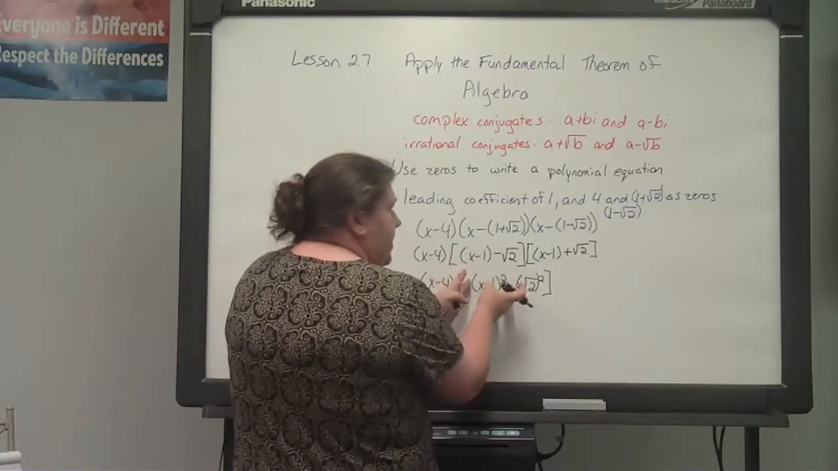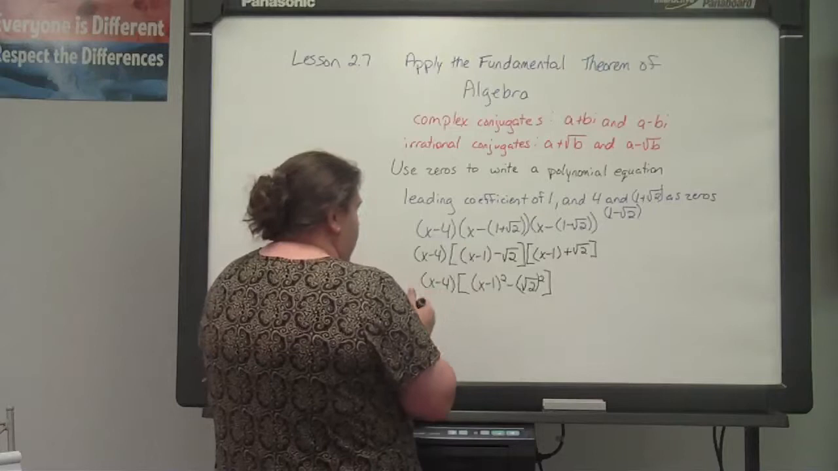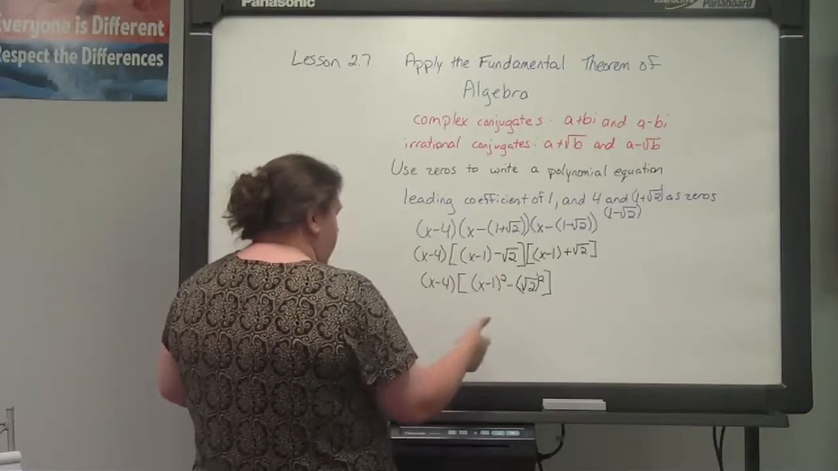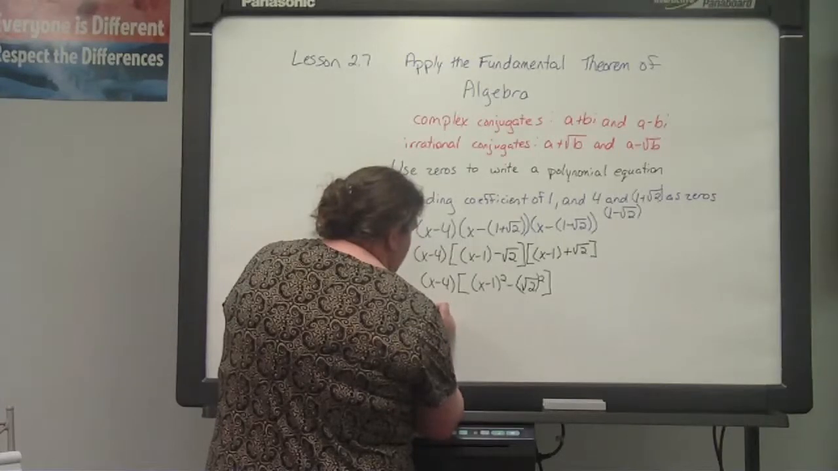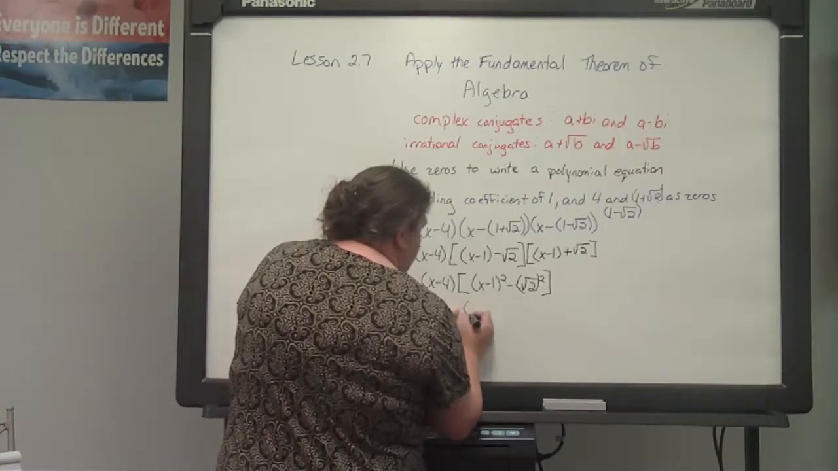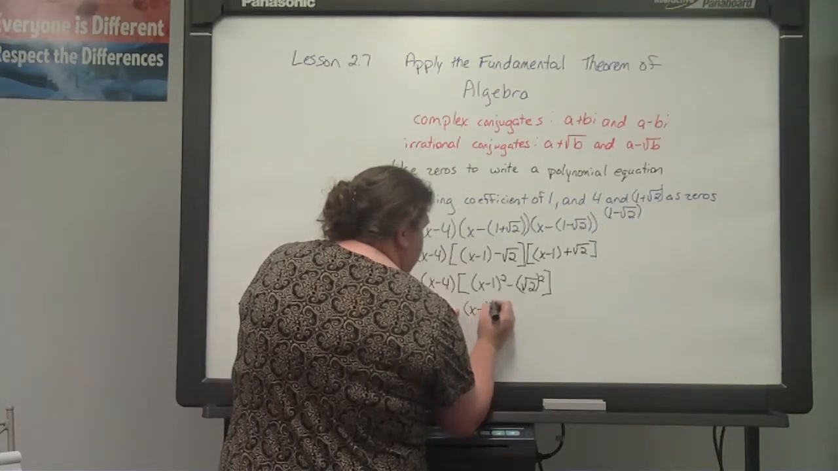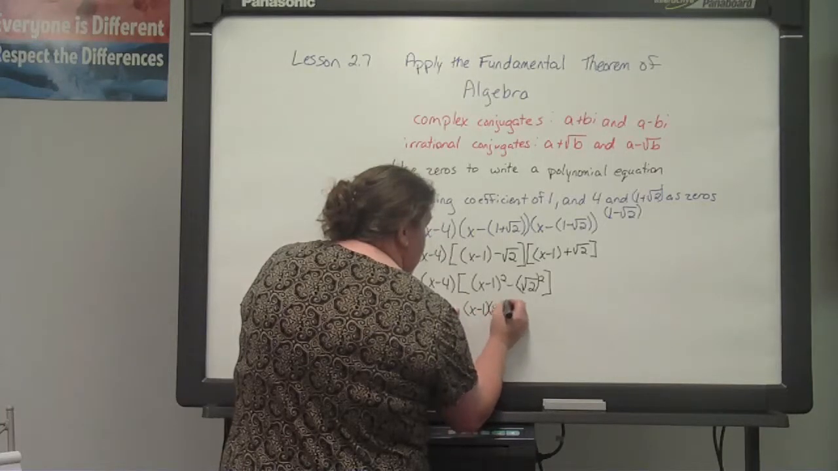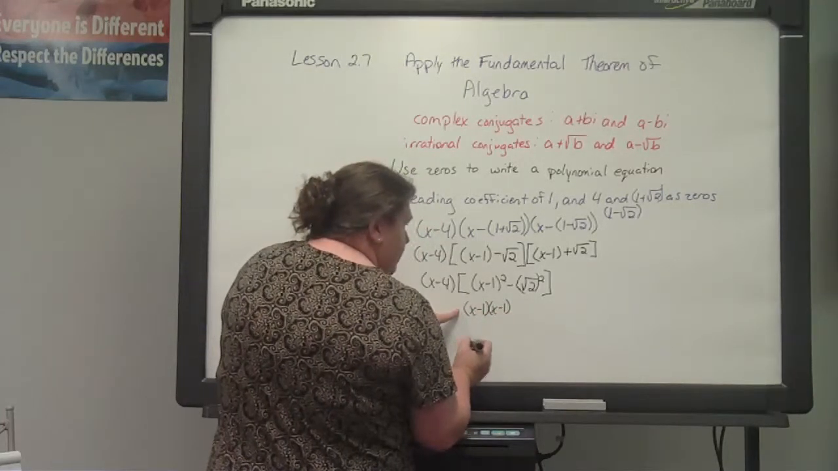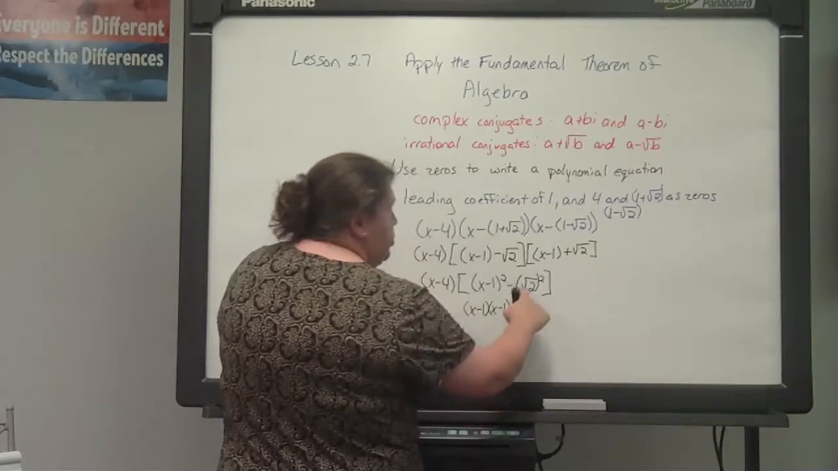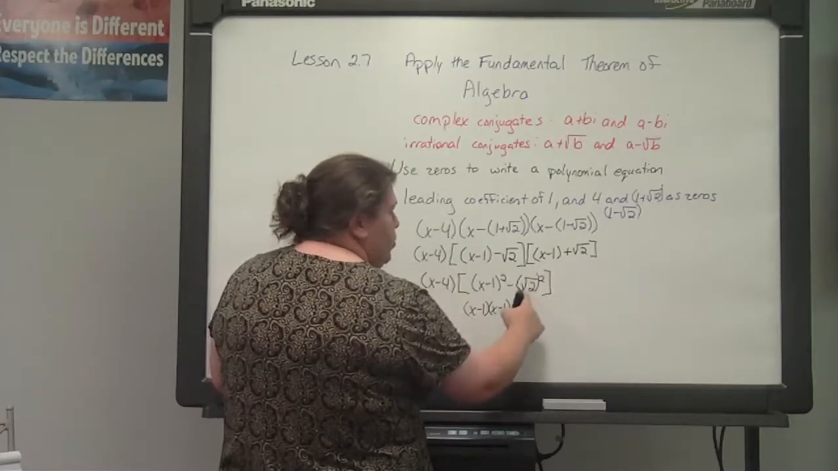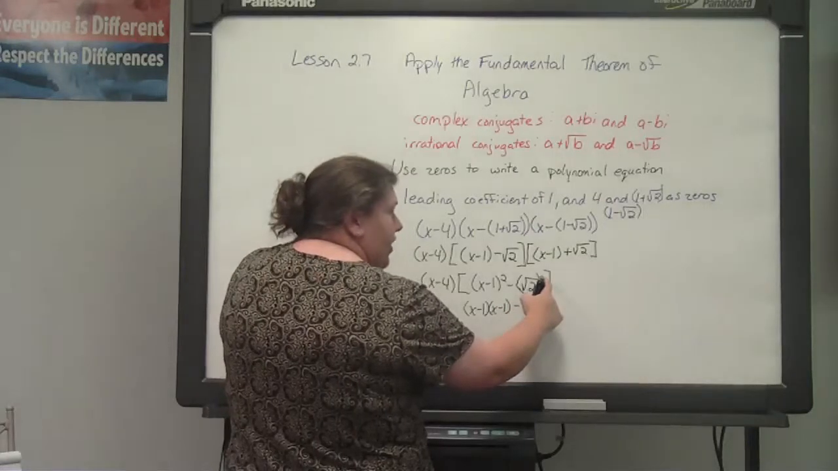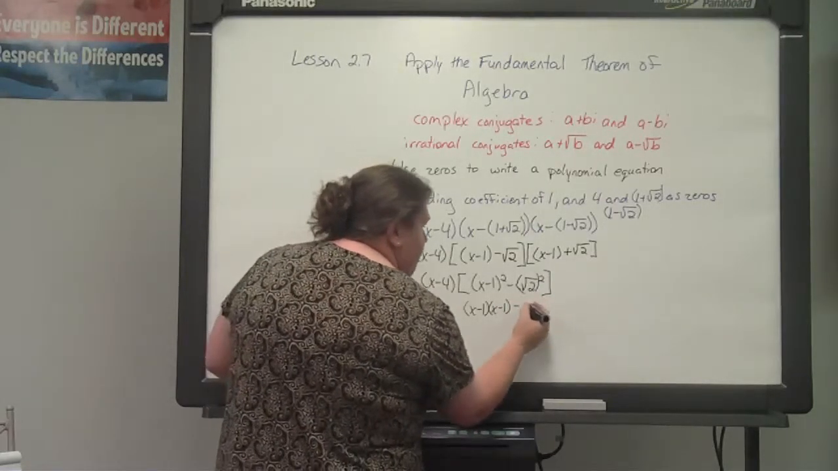Now, when you see this, we know that x minus 1 squared means I can rewrite and say x minus 1 times x minus 1, and then minus square root of 2 squared. A square root cancels out a squared. And so we just have minus 2.